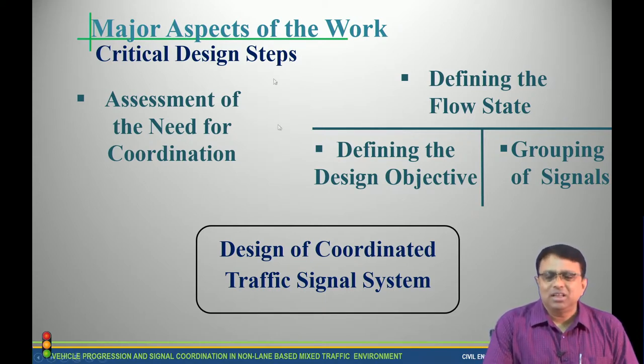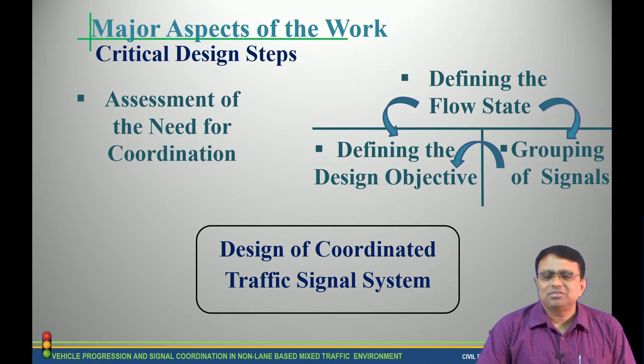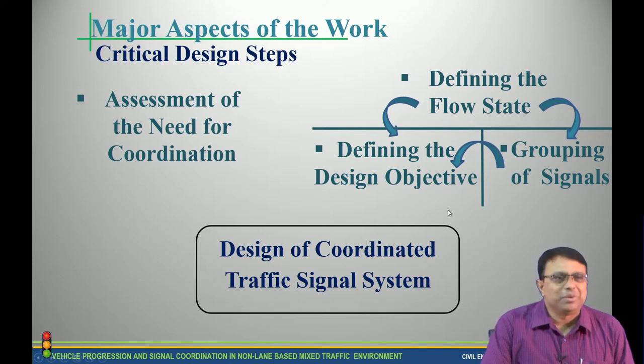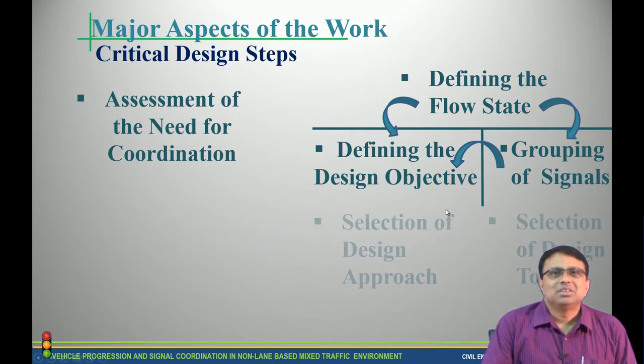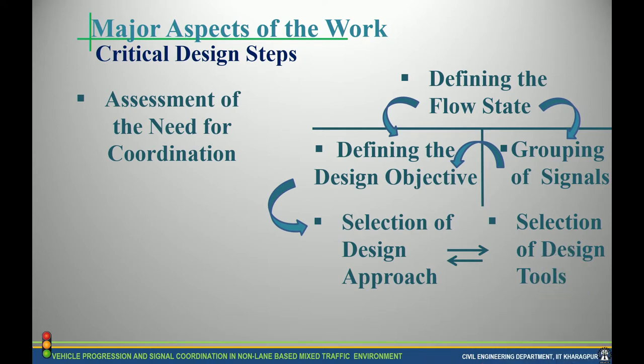Once you have done that, the next task is defining the flow states, defining the design objectives, and how you do the grouping of signals. And of course, all these interact with each other; they are not completely independent. Then there is the selection of the design approach and the selection of an appropriate design tool.